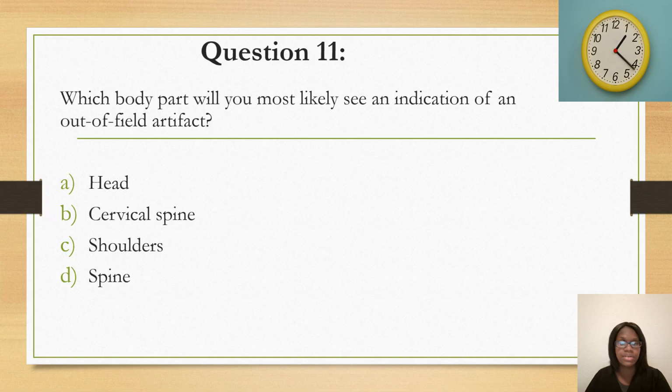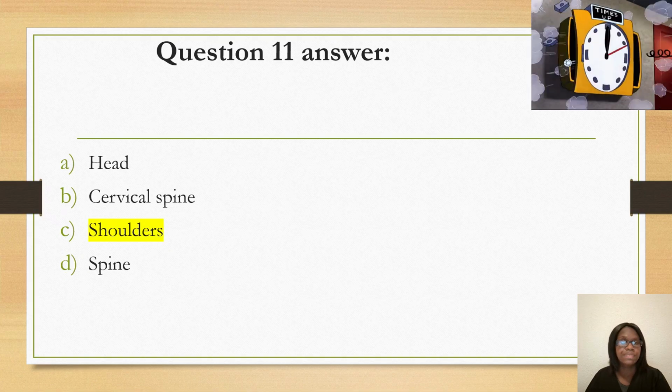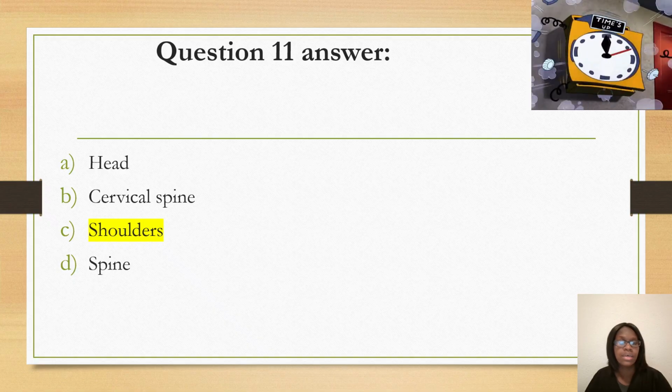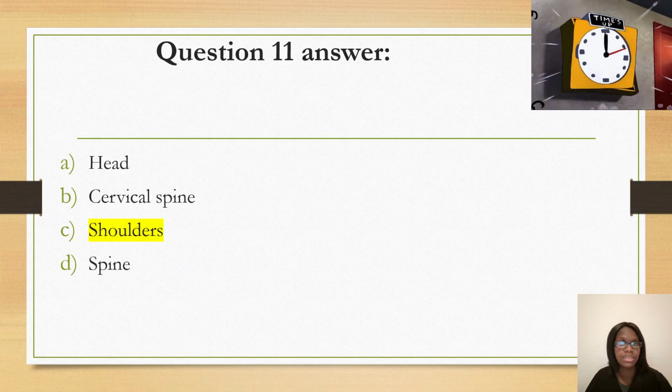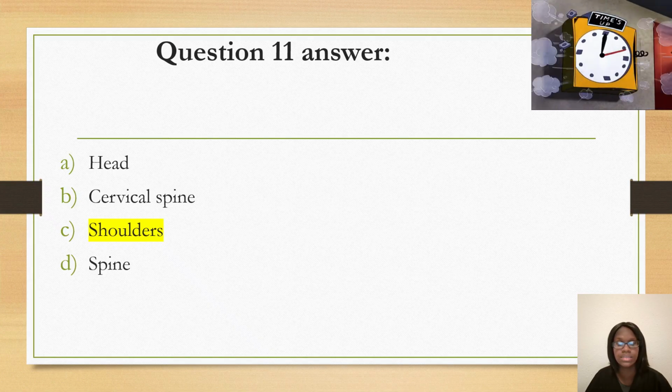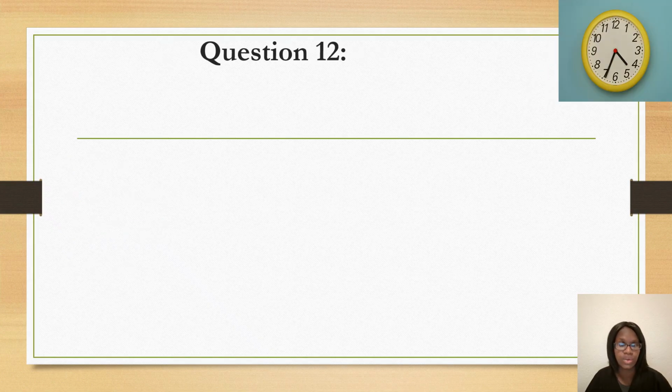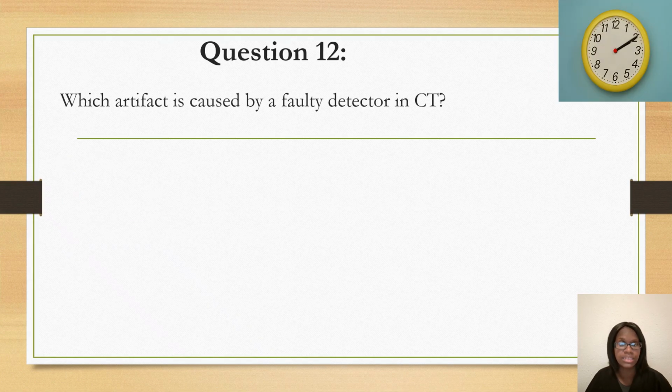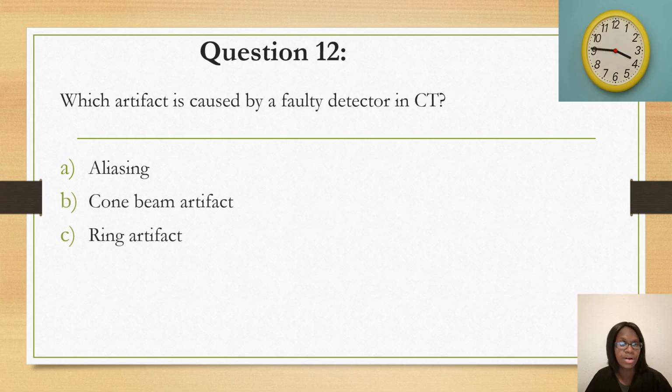All right, the correct answer is C. Shoulders. So this happens when the anatomy is too large for the scan field of view, just in case you see this. Question 12. Which artifact is caused by a faulty detector in CT? A. Aliasing artifact. B. Cone beam artifact. C. Ring artifact. D. Windmill artifact.